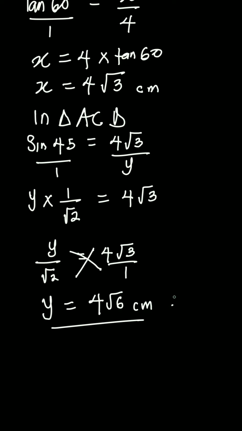Remember, we could have substituted the value of tan 60 as 1.732, that is in decimal. We could also have substituted the value of sine 45 in decimal, but since 60 degrees and 45 degrees are special angles, I've decided to use the appropriate values since they are special angles. Alright, so this is the value of y.